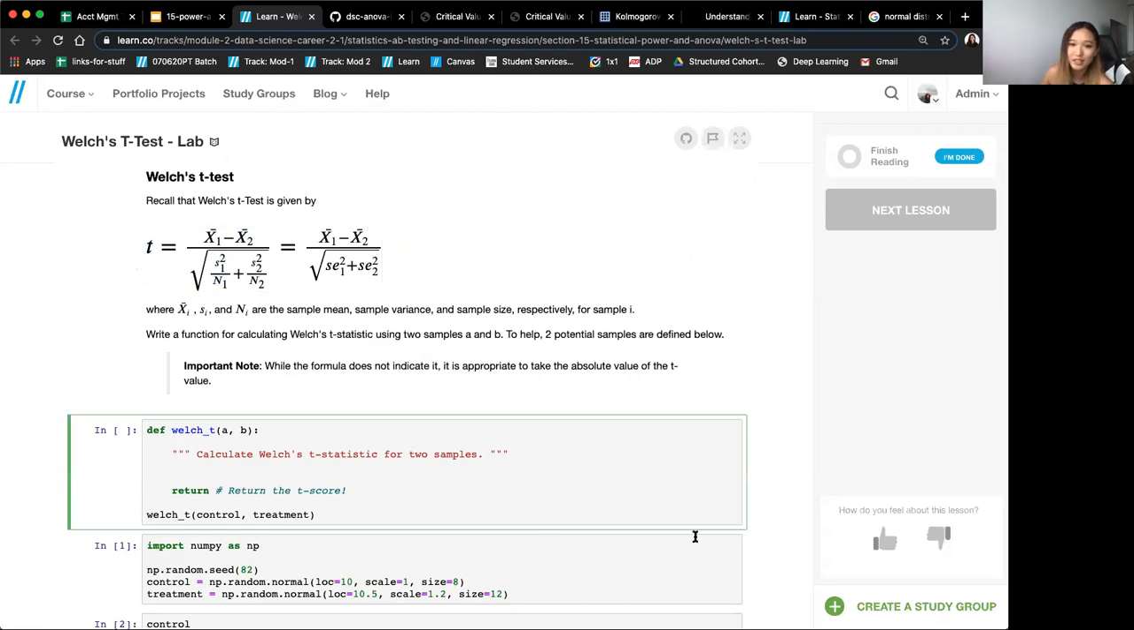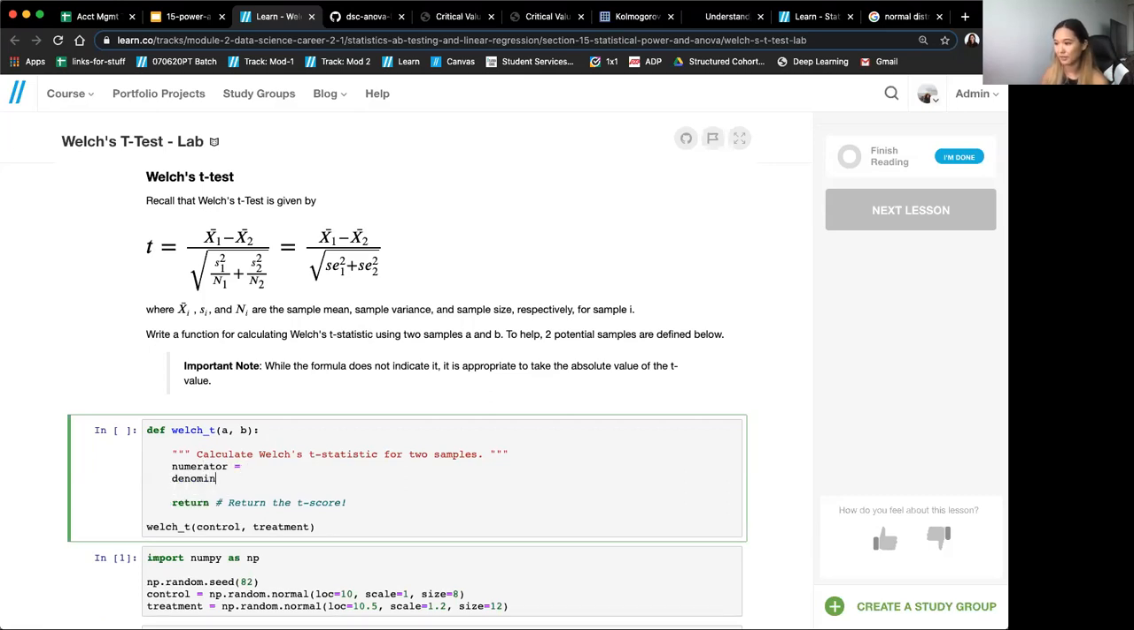Usually when I see big math formulas, especially if they're in a fraction, I like to split them up into numerator and denominator, because it makes things a little simpler. So I'll just start with that. Let's set that we have a numerator variable and a denominator variable.